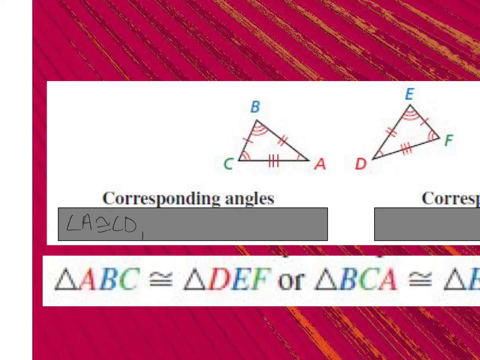Okay? Another one. Angle B is congruent to angle E. Perfect. And the last one, Byron. BC is congruent to EF. Yes, but that's a side. We're talking about the angles. Do you know the last angle? Yes, angle C is congruent to angle F.